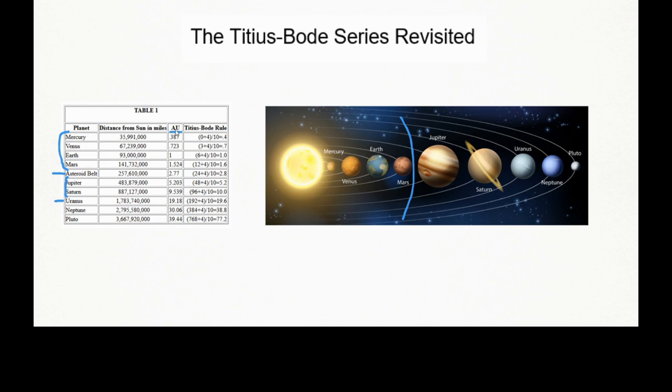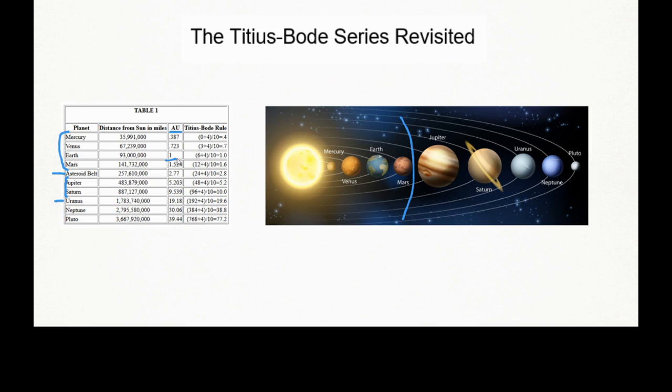And an AU is an astronomical unit, which seems to be nothing more or less than the distance of the Earth from the Sun, 93 million miles. I know Titius and Bode would not have used miles, but that's what I'm comfortable with. And so whatever that distance is, since these are all proportions of each other, it doesn't matter what unit of measurement you're using.